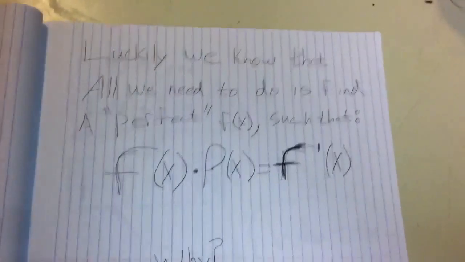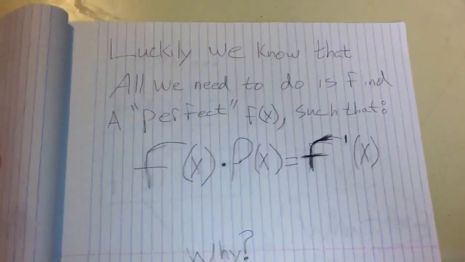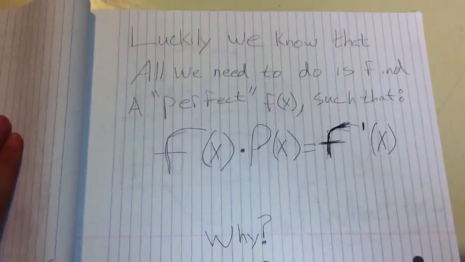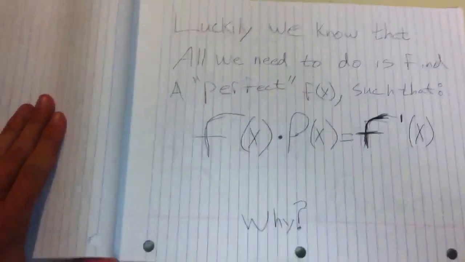Luckily, we know that all we need to do is find the perfect f of x such that f of x times p of x equals f prime of x. Why, you might ask? I guess this is a good time for questions. Well, if you'll take a look at my other paper right here, I can explain it.